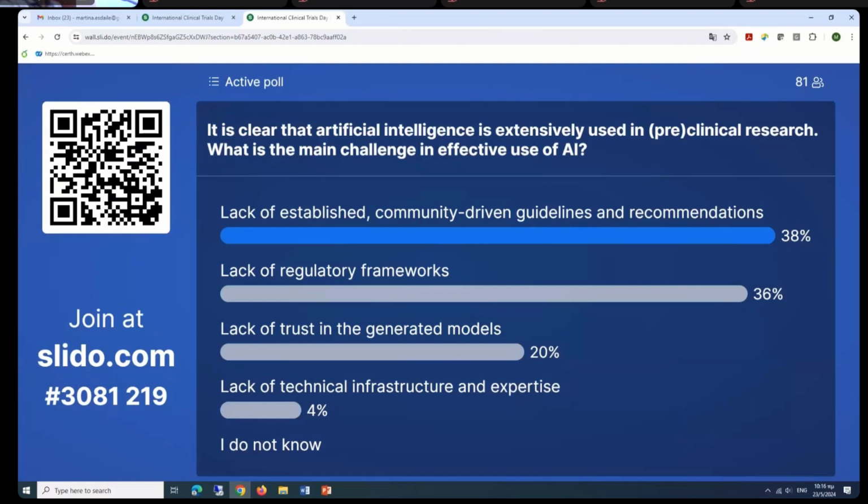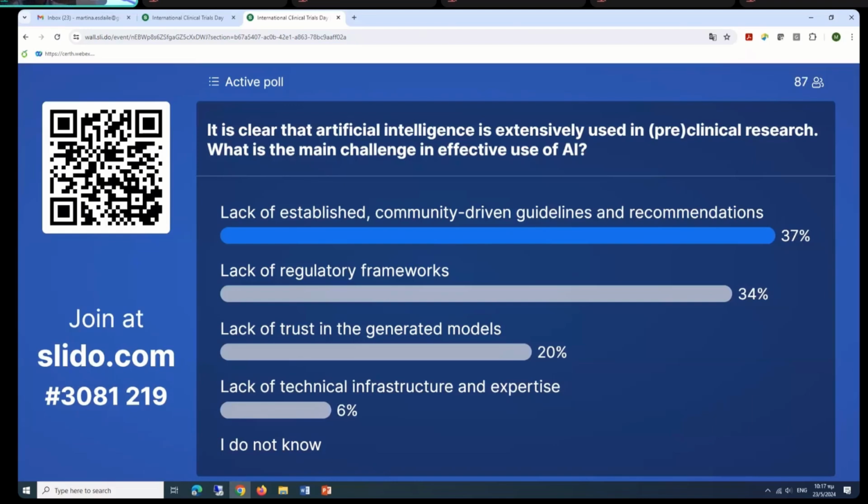So yeah, I voted that I have the feeling that we definitely miss a regulatory framework, maybe more details in the regulatory framework. However, being honest, I was balancing between that and lack of community-driven guidelines and recommendations as well. So I have the feeling that we still have a lot of things to do in several different areas. But you prioritize the lack of... Yes. Other views, please.